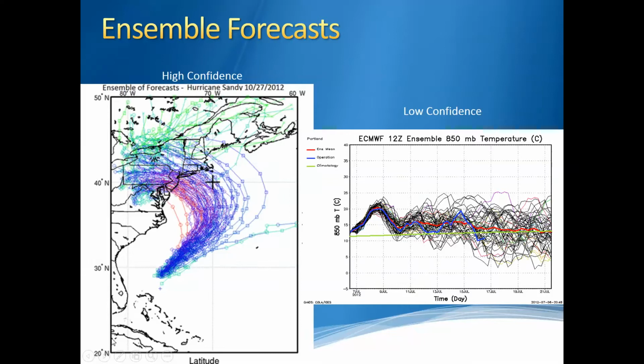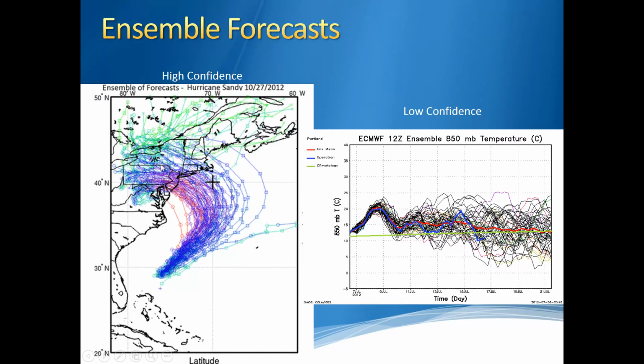Now, in this case, we ran many different models. We ran the NAM, we ran the GFS, we ran the ECMWF, we ran all kinds of different models. Each one of those models is indicated using different shades. And we ran them with different initial conditions. And if you take a look, for the most part, almost all of the models forecasted that turn.